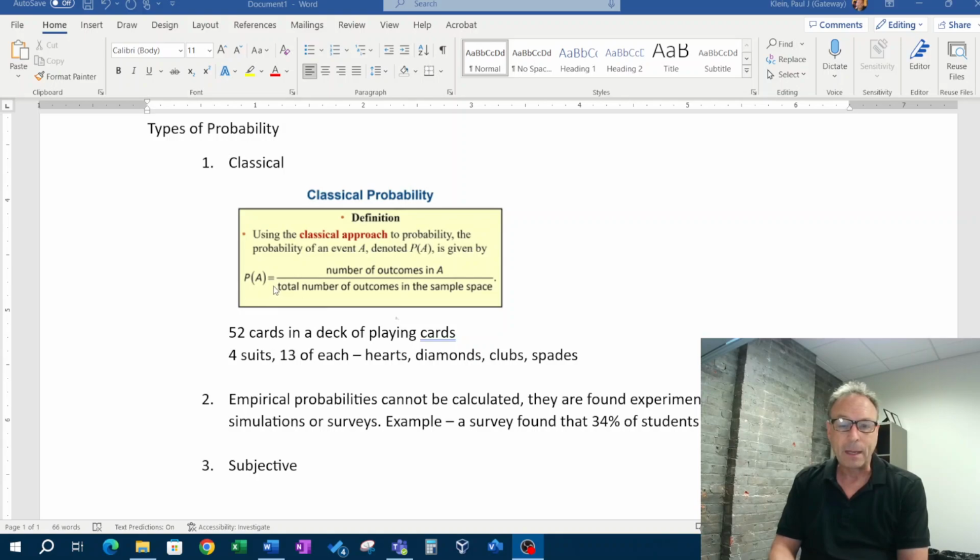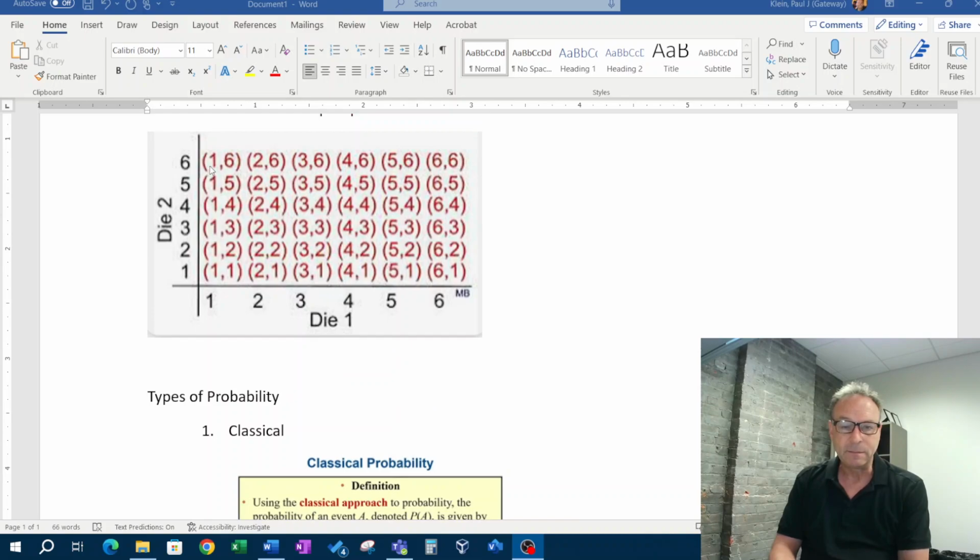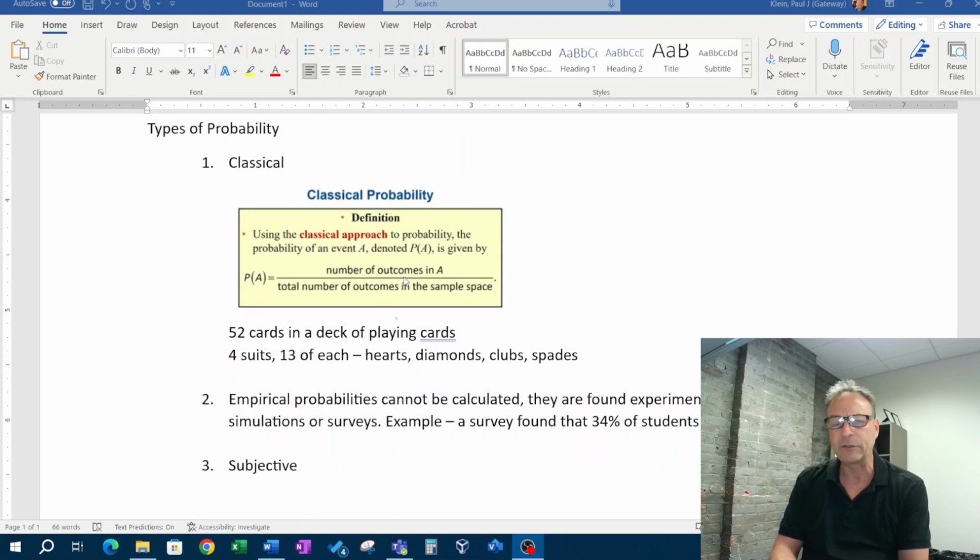And then you divide it by the total, right? So if we said, we would count the number here of getting 1, 2, or 3 on the first die. We would count those up, and then we would count all of them and come up with a fraction or percentage, and that would give us the probability.